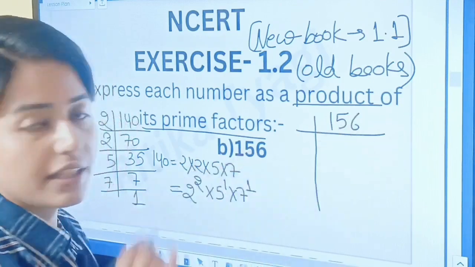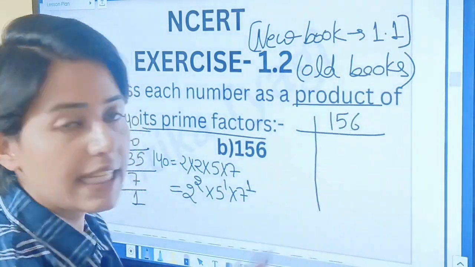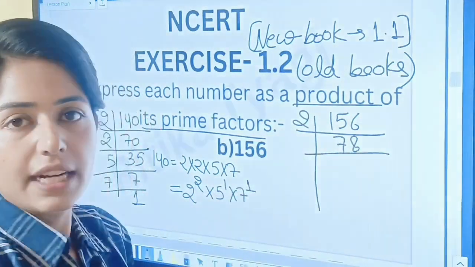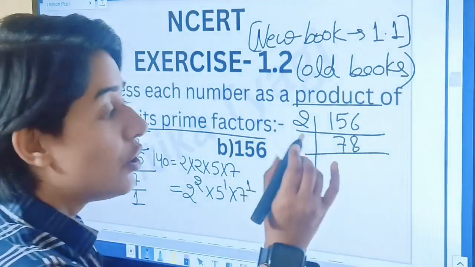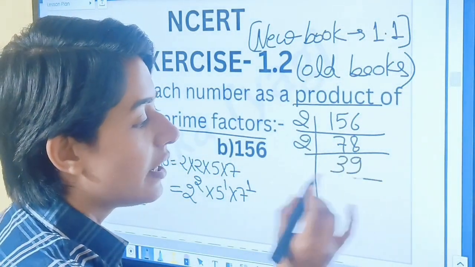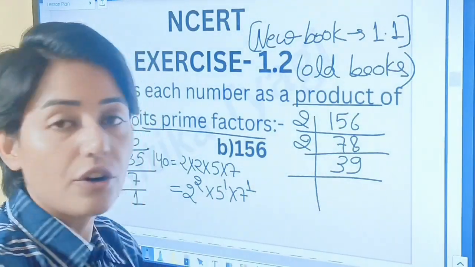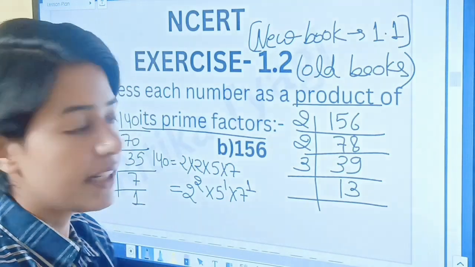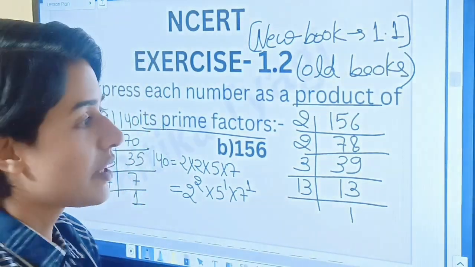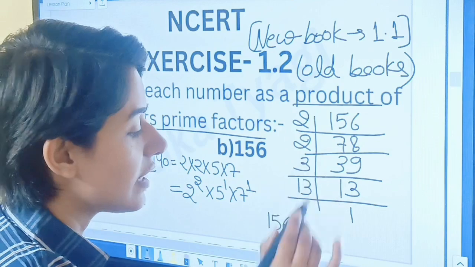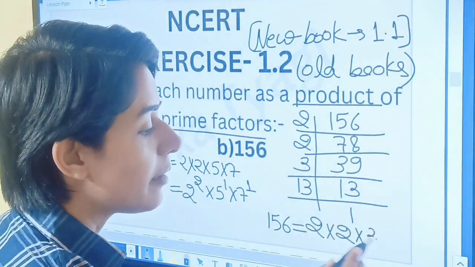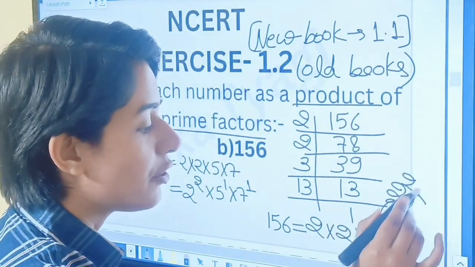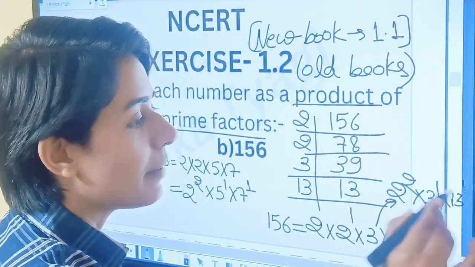Now we have to factorize 156. Here you can see 156 ends with an even number, that is 6, so divisible by 2, we get 78, and 78 also ends with an even number, that is 8, so further divide by 2, we get 39. Now 39 ends with an odd digit, that is 9, so it is divisible by 3, we get 13, and 13 is a prime number divisible by itself. So the factors of 156 are 2 multiply 2 multiply 3 and multiply 13. We can also write it as 2 to the power 2, 3 to the power 1 and 13 to the power 1.